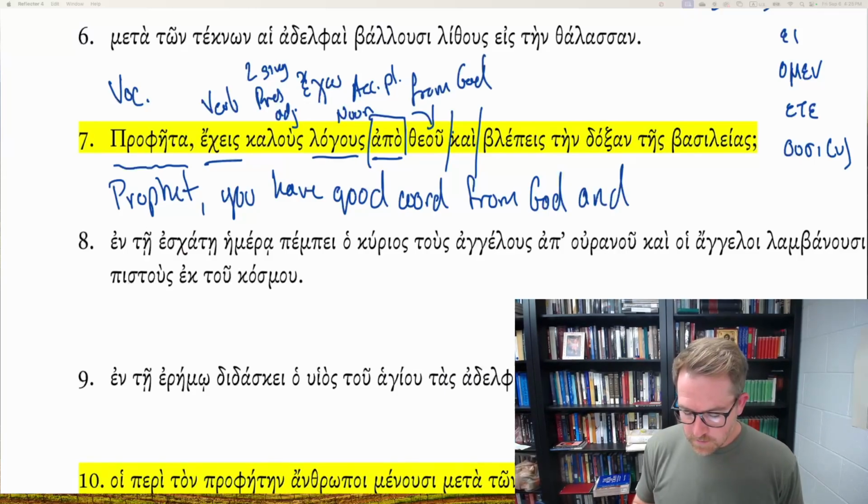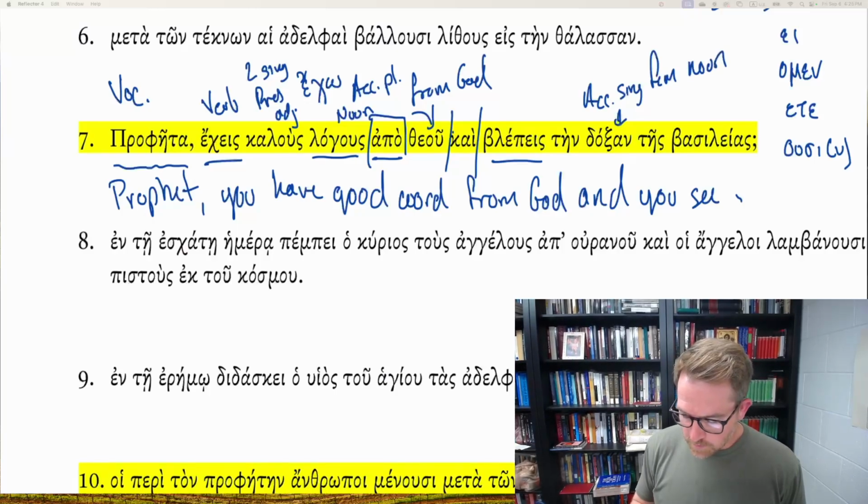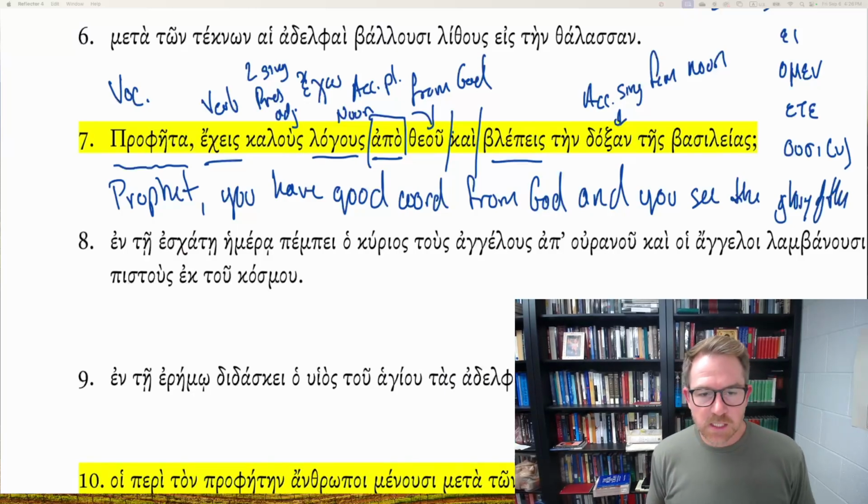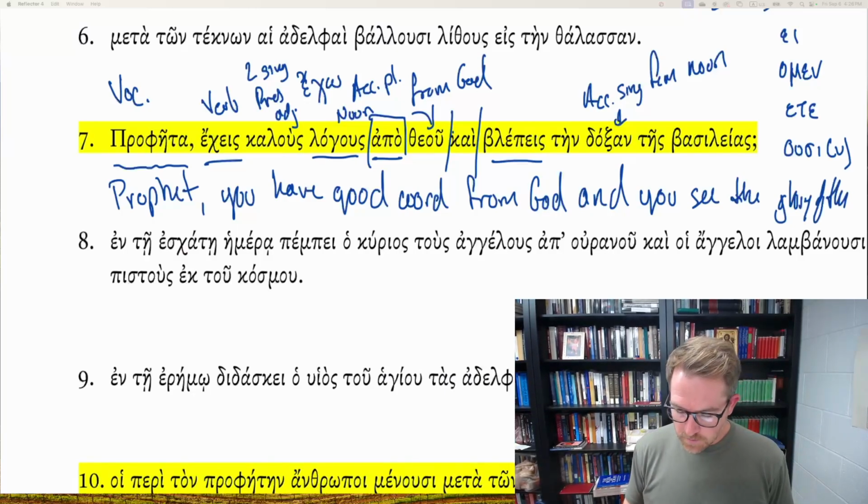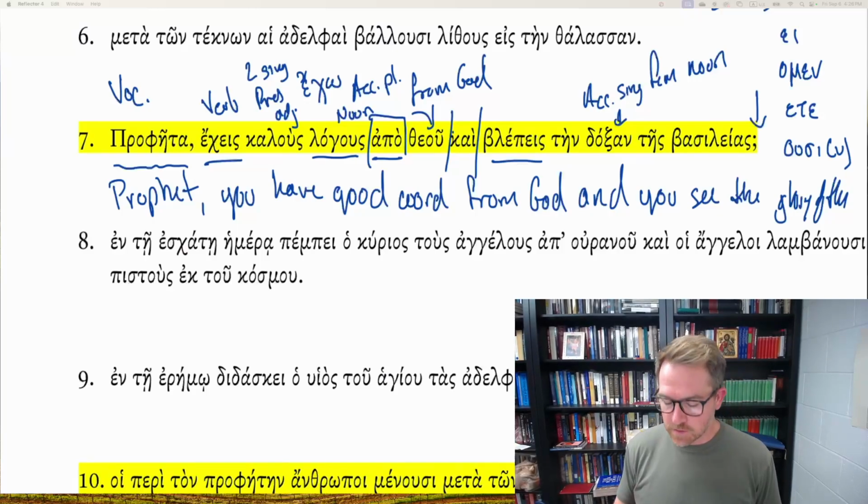And blepes, you see. What do you see? Accusative, singular, feminine. Doxan, noun. The glory of the basileias, kingdom. Now, you might be getting to the end and realize, what do I have here that I didn't notice at first?